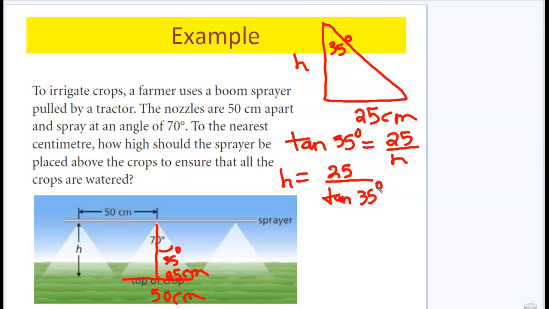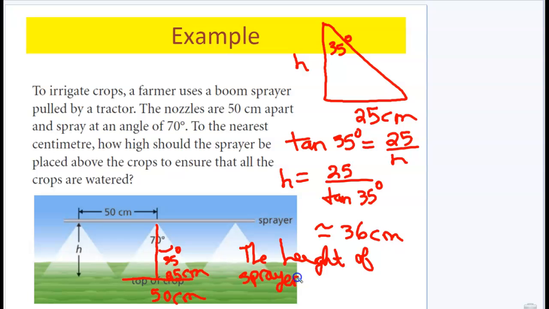And then you're going to get out your calculator and evaluate this quantity. So using my calculator, I have 25 divided by the tan of 35 degrees. If you round off to the nearest centimeter, that's going to be approximately 36 centimeters. So you would say that the height of the sprayer should be 36 centimeters, and that would be the end of the first problem.